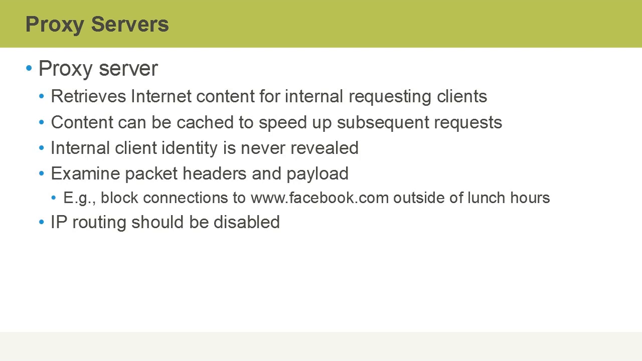Proxy servers are designed to retrieve internet content for internal requesting clients, and that content can be cached to speed up requests for the same stuff later. However, the great thing about this is that the internal client identity is never revealed. Now, proxy servers examine not only packet headers like a packet filtering firewall, but they also can examine the payload. So, for instance, that means the proxy server would be able to block connections to Facebook.com even outside of specific hours. Now, on a proxy server device, we want to make sure IP routing is disabled because we don't want things being routed out to the internet at the IP level, thereby bypassing the proxy server. We want the proxy server to have to examine everything.